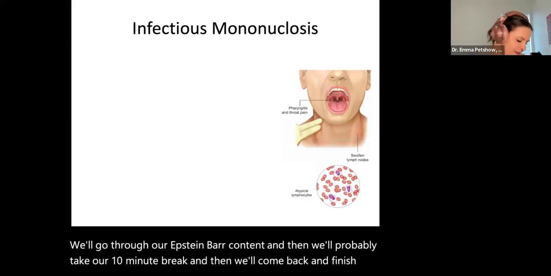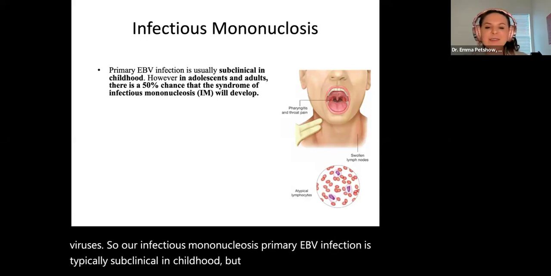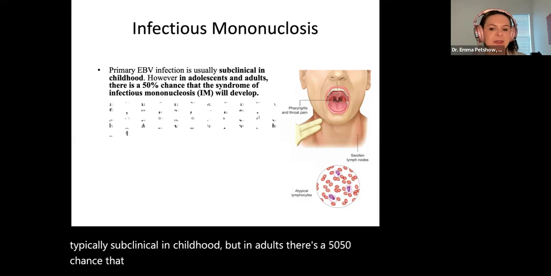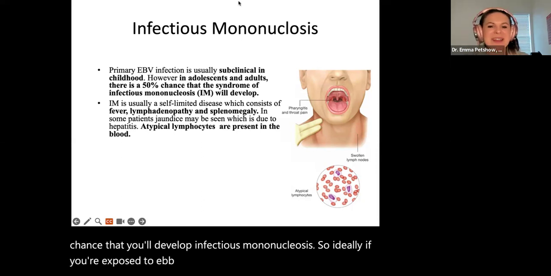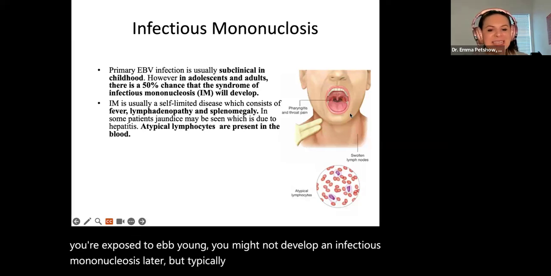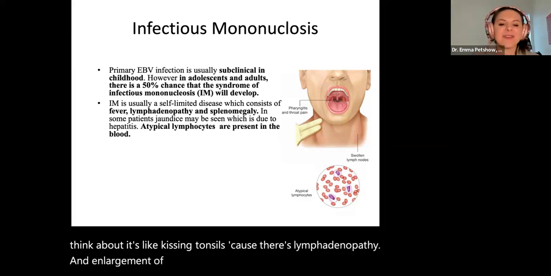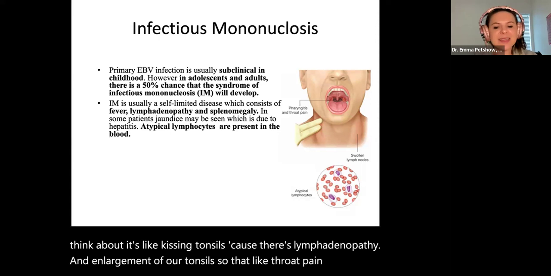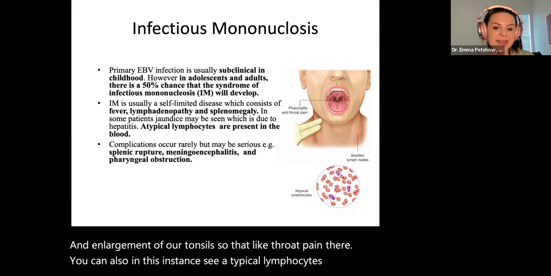Viruses. So our infectious mononucleosis, primary EBV infection is typically subclinical in childhood, but in adults, there's a 50-50 chance that you'll develop infectious mononucleosis. So ideally, if you're exposed to EBV young, you might not develop infectious mononucleosis later. But typically it's a self-limiting disease. We think about it as like kissing tonsils because there's lymphadenopathy, splenomegaly, and enlargement of our tonsils, so that throat pain there. You can also in this instance see atypical lymphocytes being present in the blood.